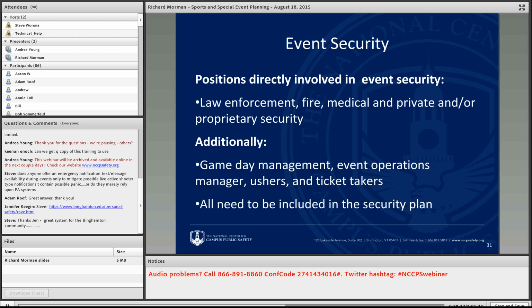Now let's talk about positions directly involved in providing event security, after I told you it's everybody, but really law enforcement, fire, medical, and private and proprietary security, and additionally game day management from the event operations manager to ushers, ticket takers. They all need to be part of your security planning. It's also important that all levels of security positions train together and know their mission.